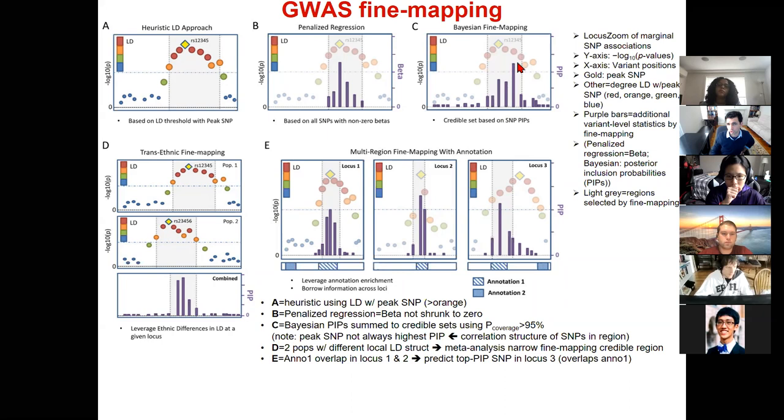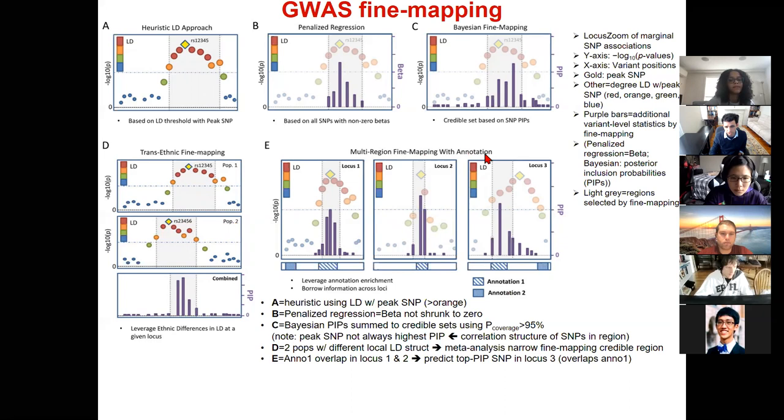You could also fine map using trans-ethnic studies. By looking at the association in an Asian sample or in an African ancestry sample or a European ancestry sample, you might actually have different LD structures within each of the populations. And when you combine the multiple populations, you might realize that those two SNPs are the ones that are most likely to be causal, even though this one, for example, was not one of the top SNPs in the second population. So that's trans-ethnic fine mapping. And for a lot of the remainder of the lecture, we're going to be talking about multi-region fine mapping using specific annotations.